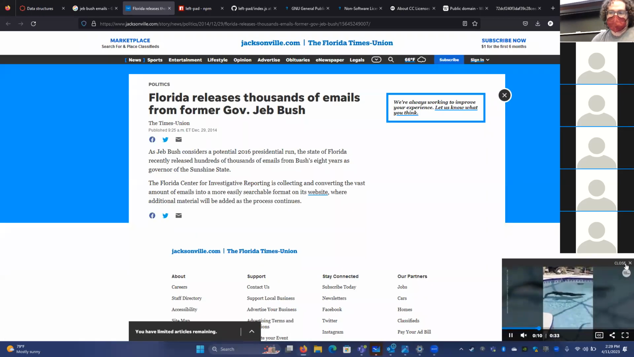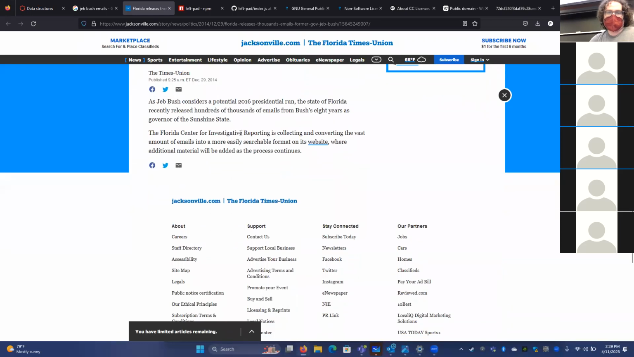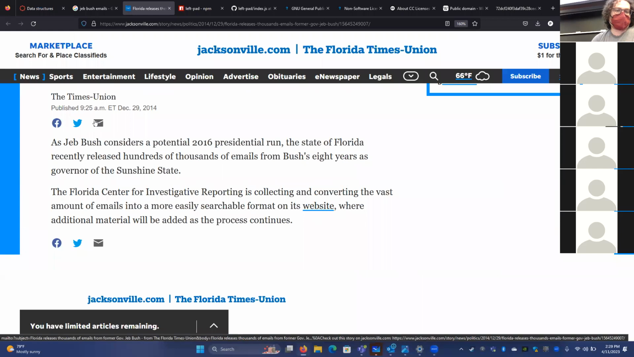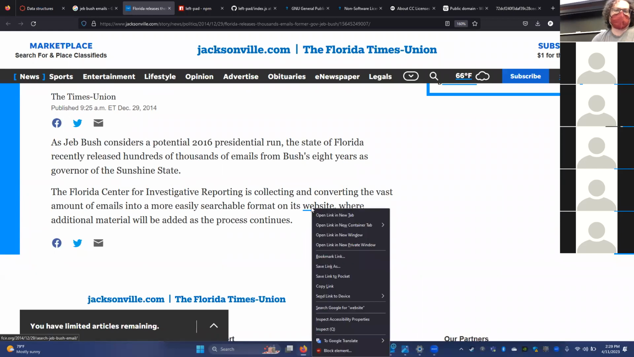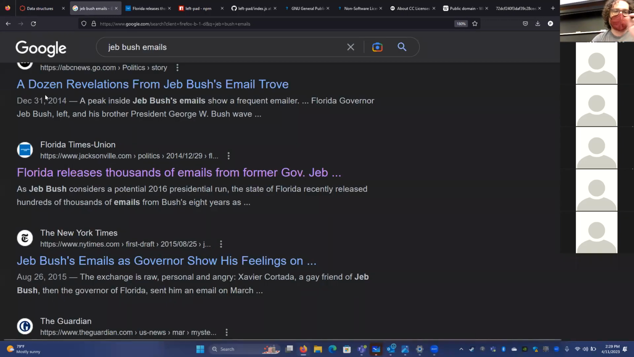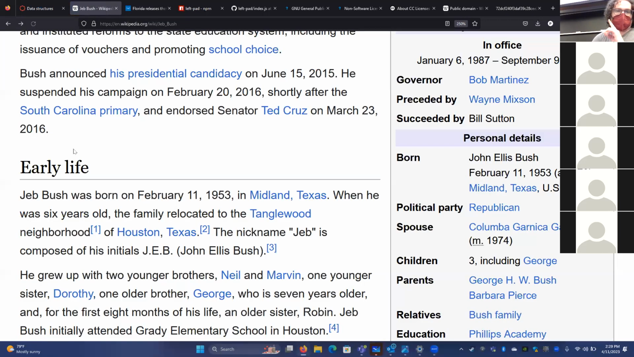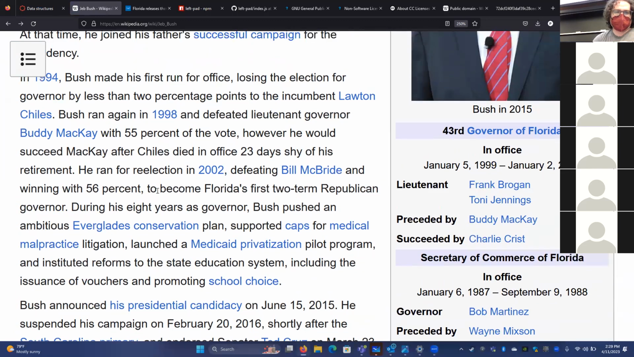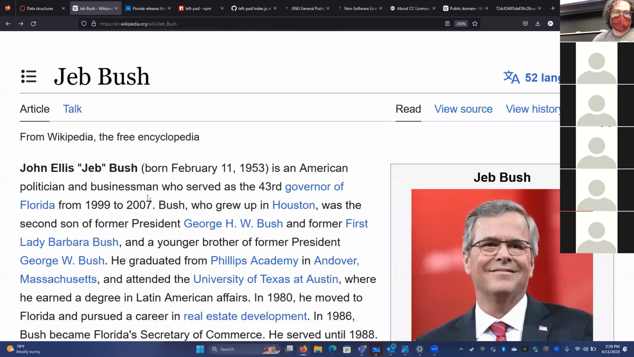So what happened here is that he basically released a bunch of emails from his 8 years as governor. Now, again, I want to point out, to his credit, let's look at when he was governor. Again, 1999 to 2007. That was an extremely early adoption of email by a government official.